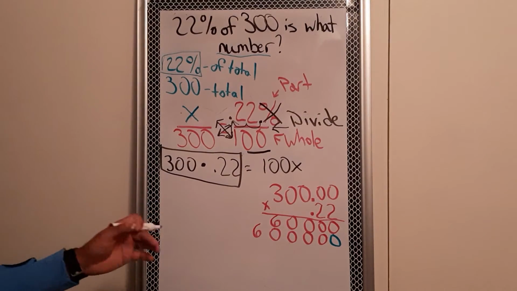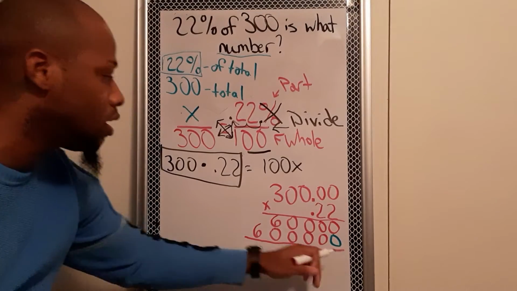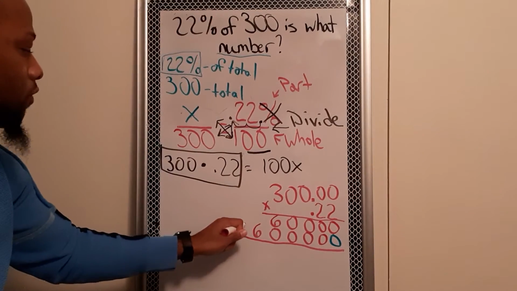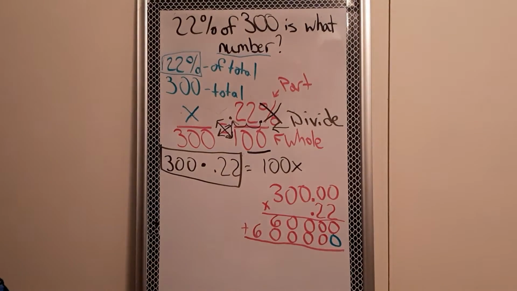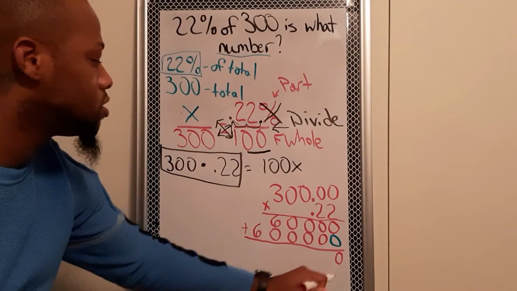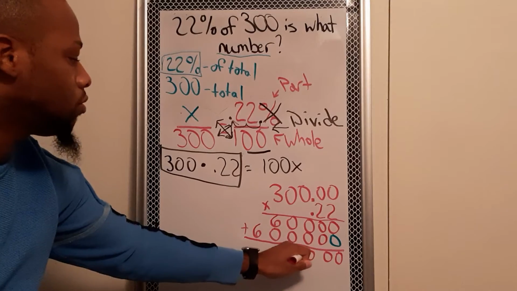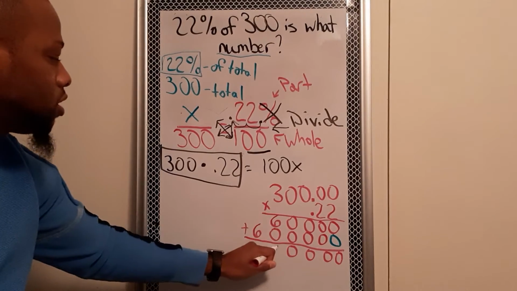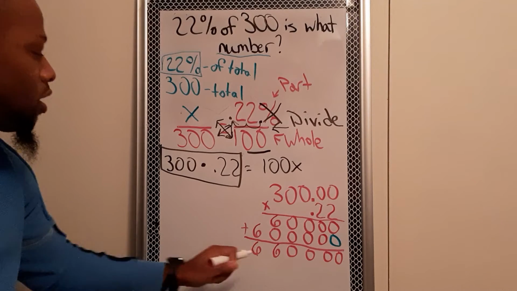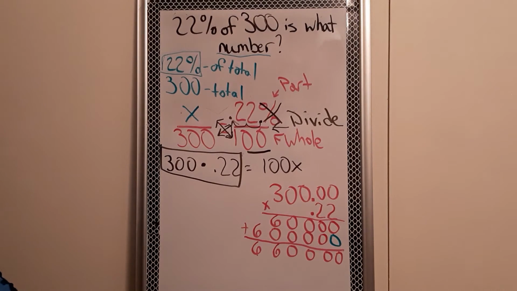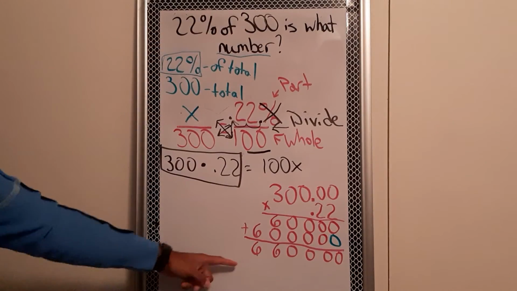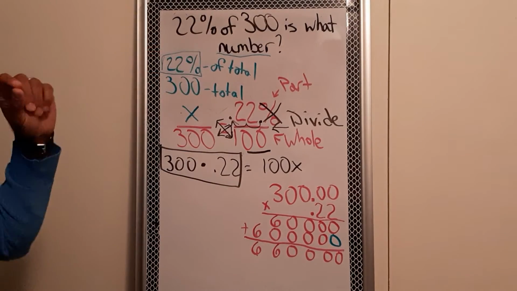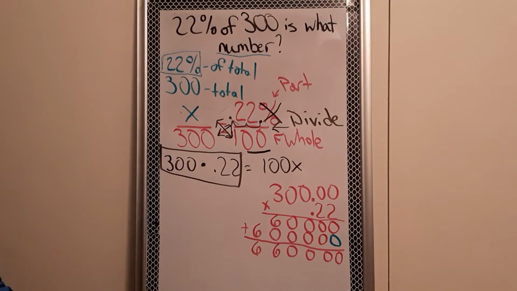And with any standard algorithm multiplication, which is just stacking it and multiplying it out by each place value, I'm going to then add everything after I finish going across the bottom. So now 0 plus 0 is 0, 0, 0, 0. 6 plus 0 is 6, and 6 plus nothing is 6. So now I have 660,000. But that doesn't make sense, because back in the problem it asks us 22% of 300. I can't have a number larger than 300 as a percent or part of 300.